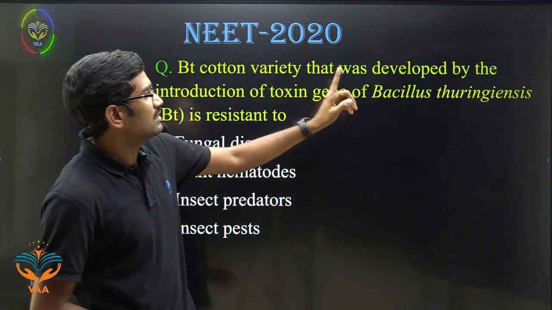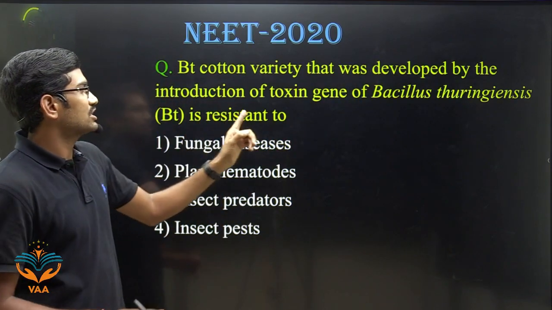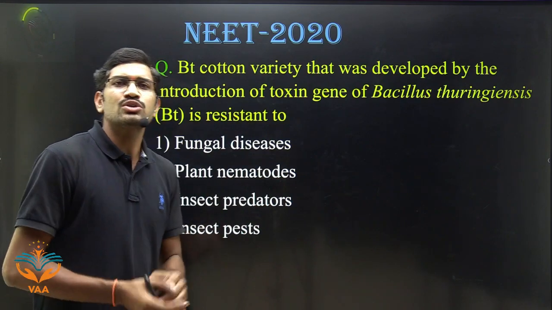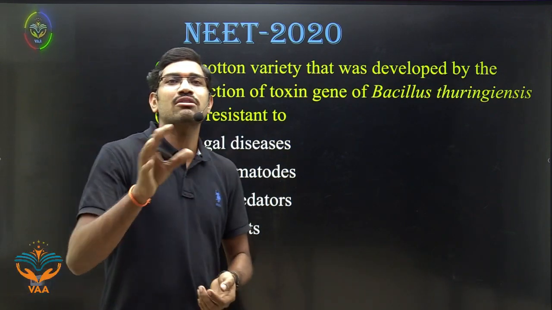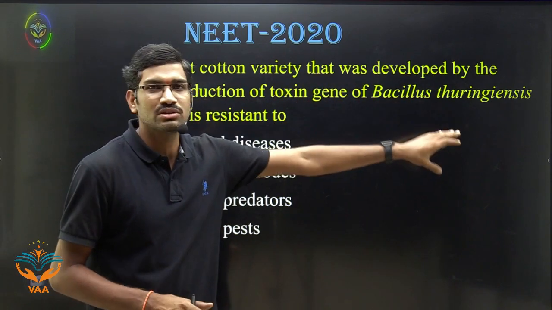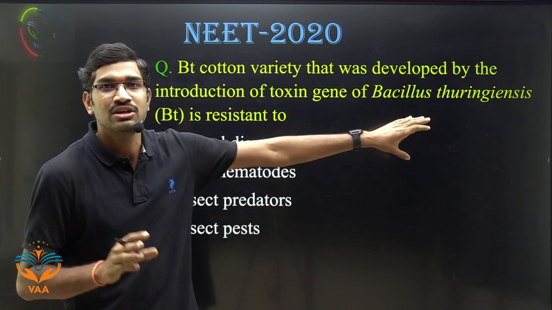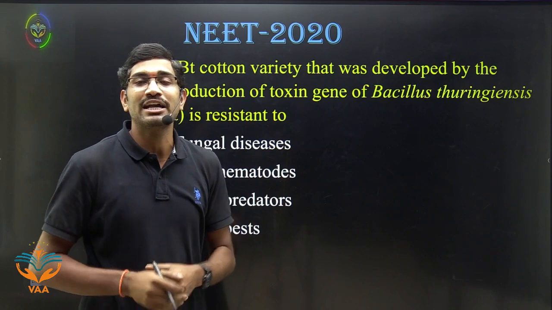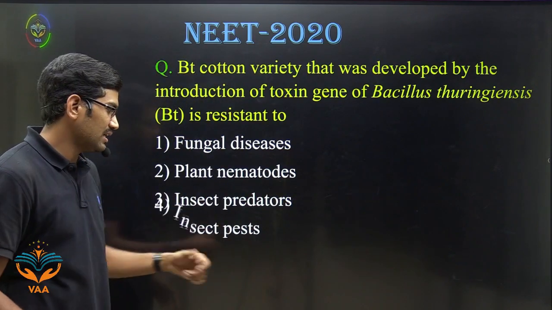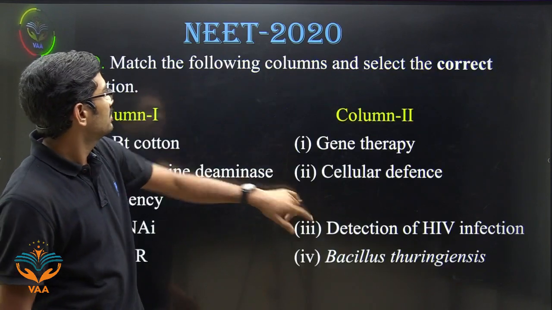Next one, the Bt cotton variety that was developed by the introduction of the toxin gene of Bacillus thuringiensis is resistant to. Here we are studying about Bt cotton. The gene taken from Bacillus thuringiensis codes for the cry protein. When we introduce this into the plant, the plant becomes resistant to insect pests. So the answer is option 4. Okay, next one.